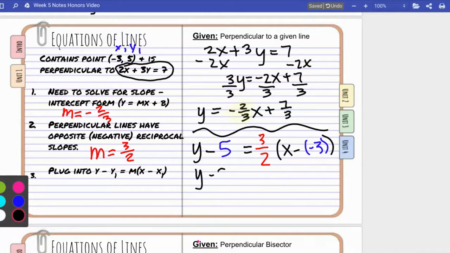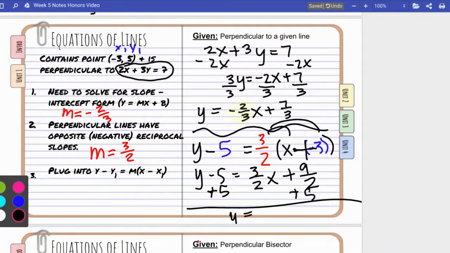So we get y minus 5 equals, distribute in your 3 halves. We're going to get 3 halves x. Negative negative makes a positive, so we're going to have 3 times 3, which is 9 divided by 2. It's going to be 4.5. We'll just leave that right now as 9 over 2. Add 5 to both sides. We get y equals 3 halves x plus, remember this is 4.5 plus 5, which is 9.5, or we can leave this as 19 over 2. This is the equation of a line that's perpendicular to 2x plus 3y equals 7, but goes through the point negative 3, 5.